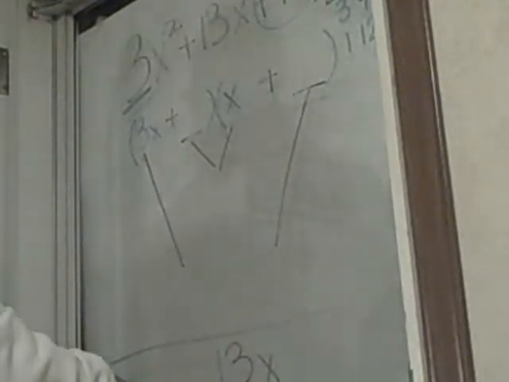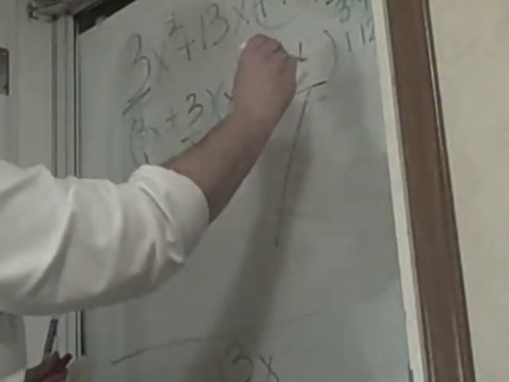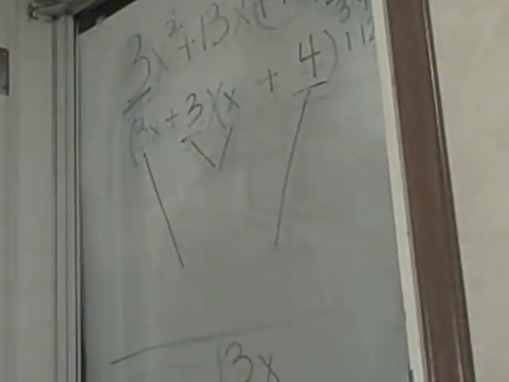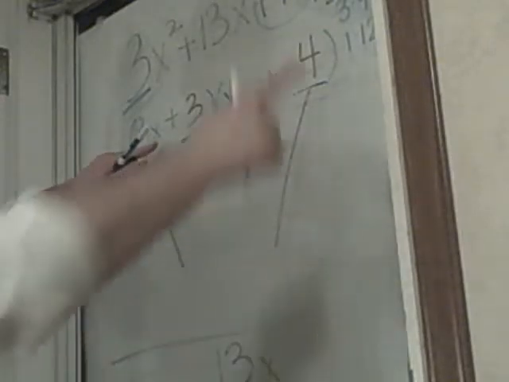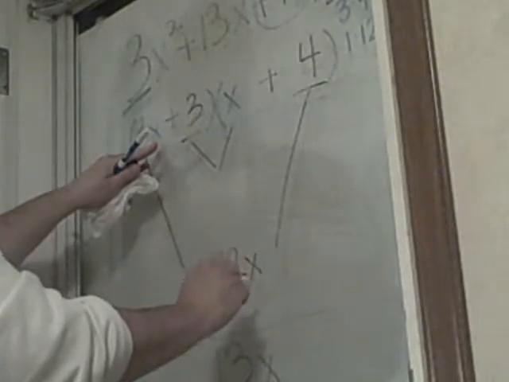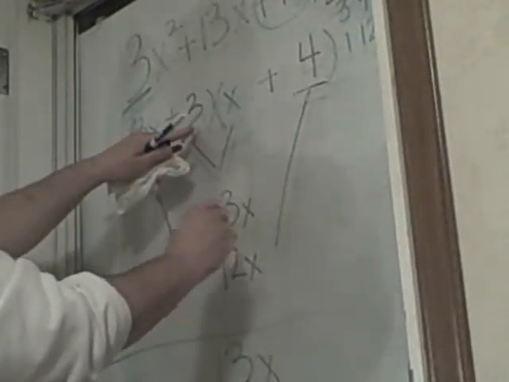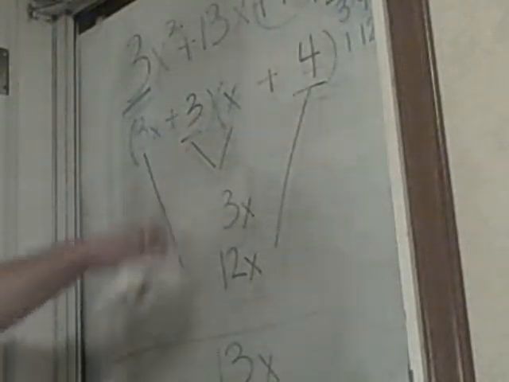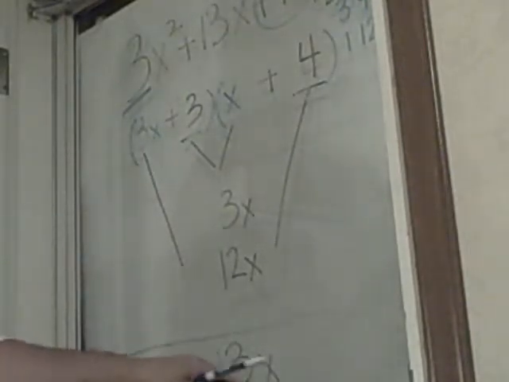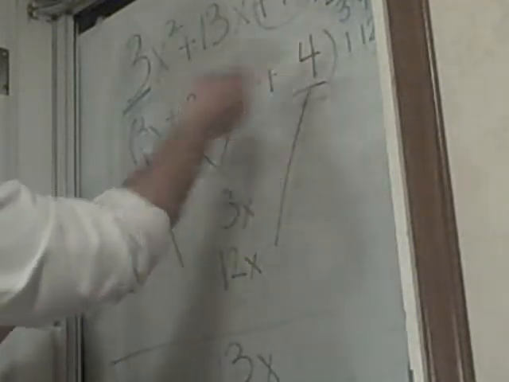We then move to the next set of factors of 12 and play around with those, remembering we're trying to get 13. So let's put the 3 here and the 4 here and see what happens. I multiply 3x times 4 to get 12x, and I multiply 3 times x to get 3x. When I combine those two, again, I do not get 13x. That's 15x. So let's try flipping those around.